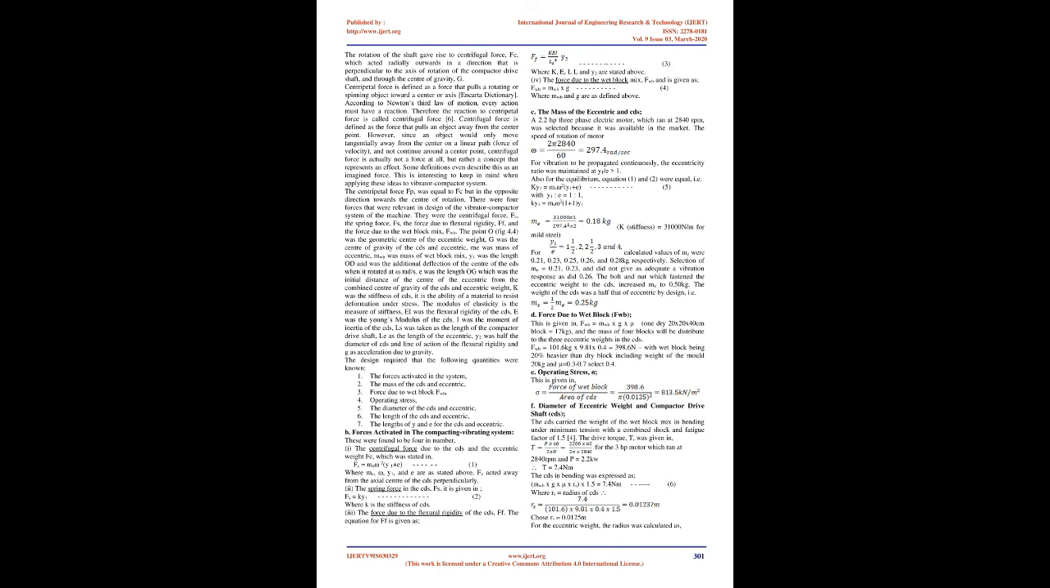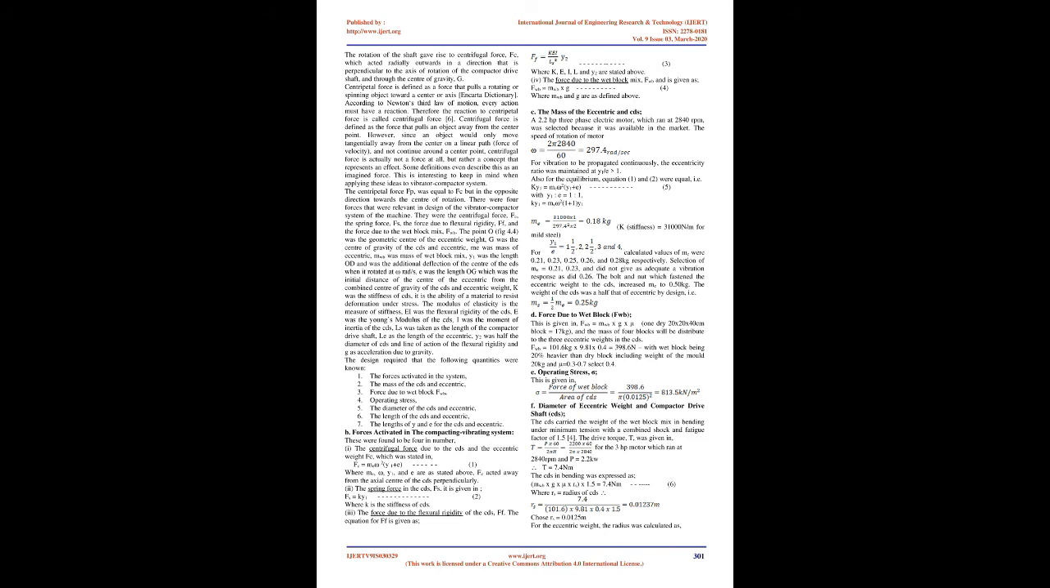The point O, Fig 4.4, was the geometric center of the eccentric weight, G was the center of gravity of the CDs and eccentric, μ was the mass of the eccentric, Mwb was the mass of the wet block mix, Y1 was the length OD and was the additional deflection of the center of the CDs when it rotated, in rad/s. E was the length OG, which was the initial distance of the center of the eccentric from the combined center of gravity of the CDs and eccentric weight. K was the stiffness of the CDs, the ability of a material to resist deformation under stress.